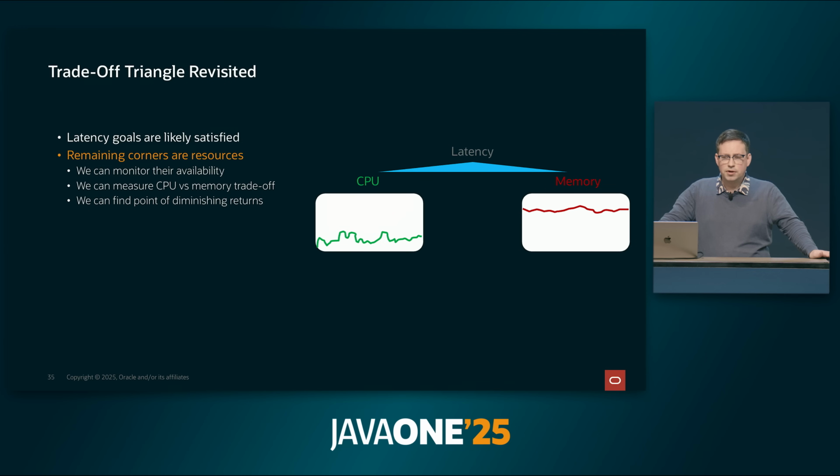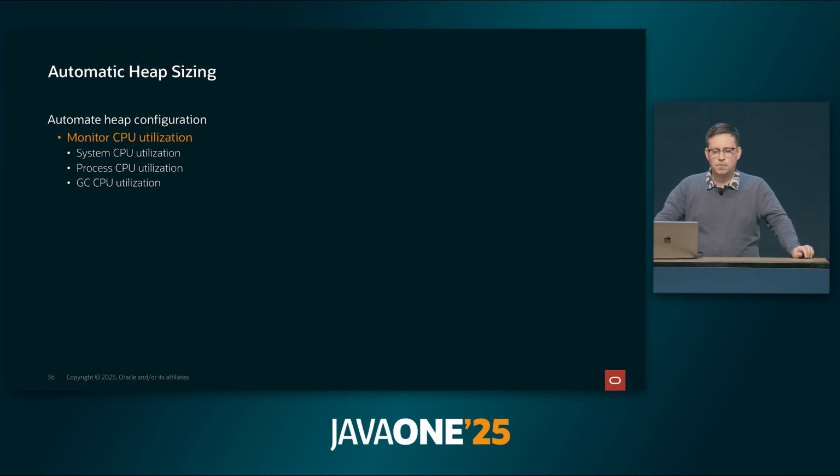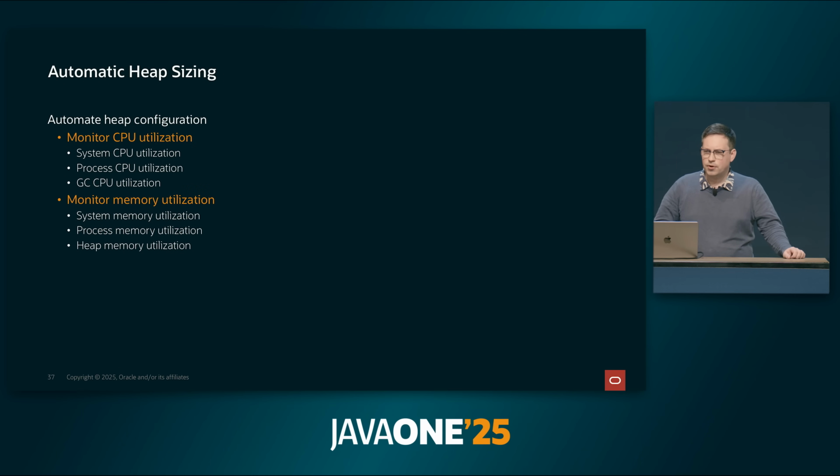We can also monitor and find out automatically where we get to a point of diminishing returns in terms of increasing the heap size. But we can also reason about which resource is more or less scarce. So the idea is to do a whole bunch of monitoring. It's monitoring CPU, both on a system level and on a process level. But also, within the process, we're looking at how much of the CPU is being spent on GC compared to other things. And similarly for memory, we're doing a bunch of monitoring there as well.